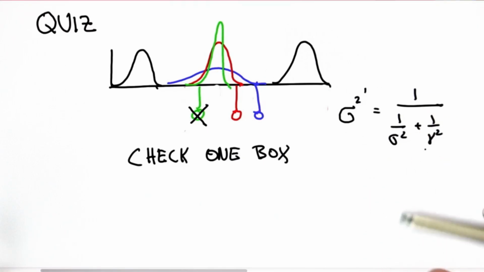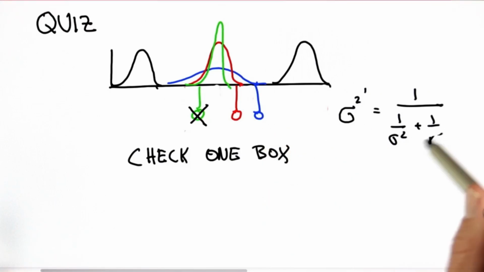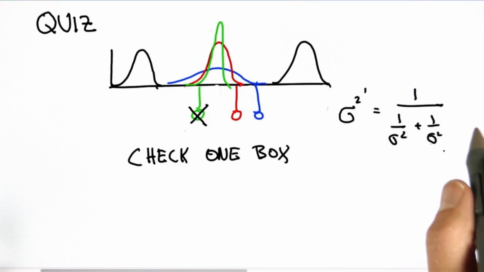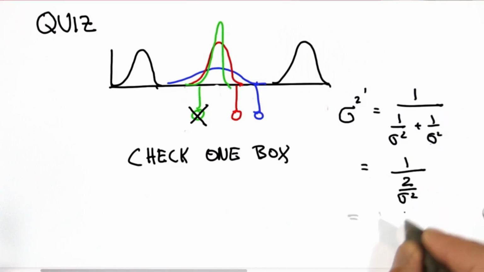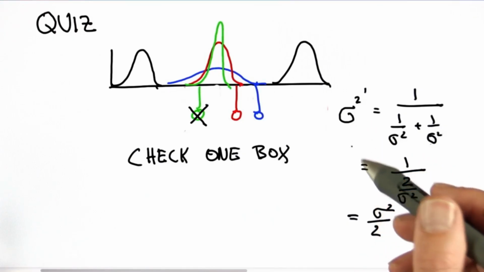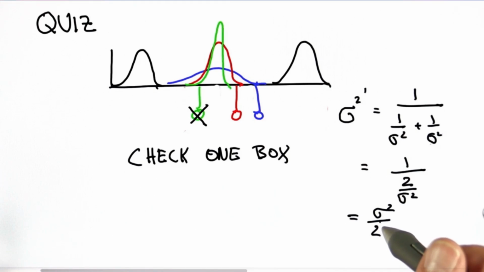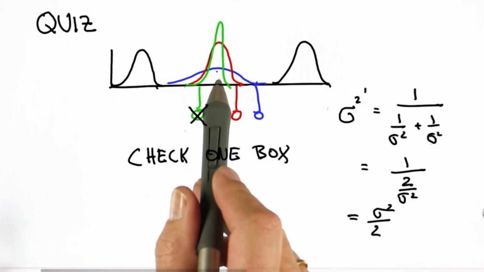It's this formula over here. Now, because both means are the same, this resolves to 1 over 2 over sigma square, and that's the same as sigma square over 2, which means the new variance is half of the old one. That makes it a narrower Gaussian. So this one, the green one here, that's the most peaky, is indeed the correct answer.